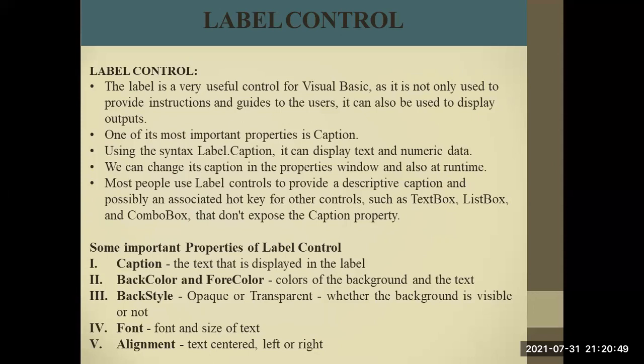And most people use the label control to provide descriptive captions. Descriptive means they will provide a description about the form or about a particular control, whenever it's required, explaining why it is used or what the basic need of that is. So we need a particular name for that, and the name is provided by the label caption. Most people use this label caption to provide descriptive captions and possibly an associated key for other controls.